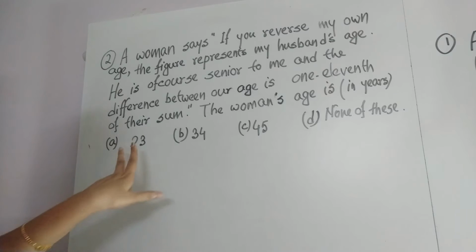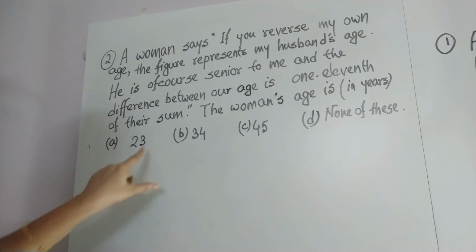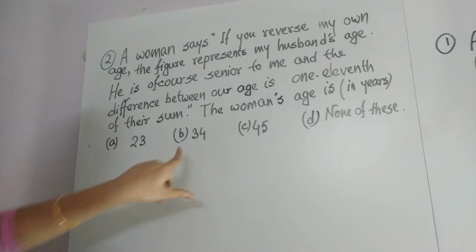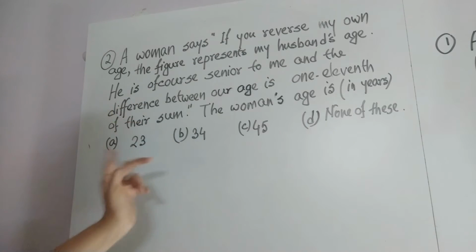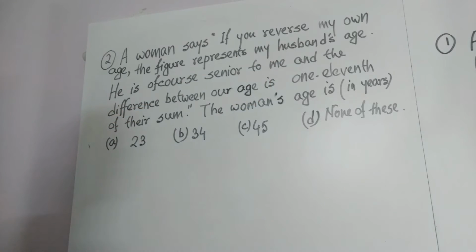A woman says, if you reverse my own age, that means if my age is 23, then my husband's age will be 32. Okay? If my age is 34, my husband's age will be 43, 45, 54. He is of course senior to me. Husband is senior to the wife.